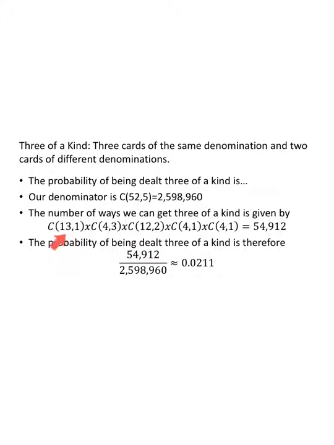3 cards of one denomination. So out of the 13 denominations, I choose one of them. For the 4 cards of that denomination, I want 3 of them. Now, I need 5 cards in total.